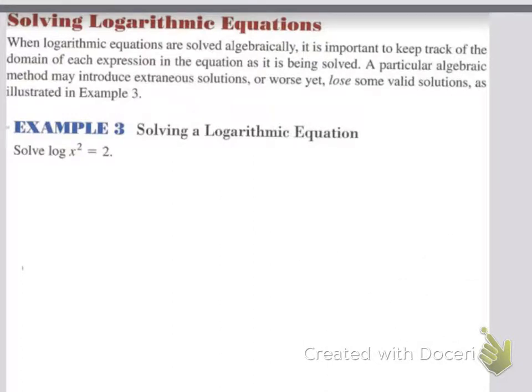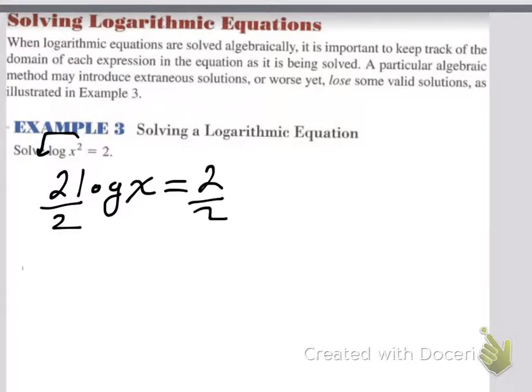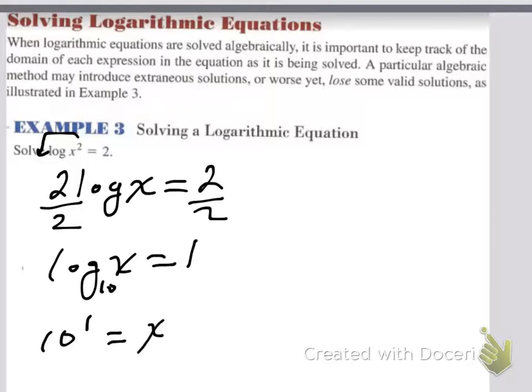So you may be tempted to take this 2 and move it in front of the log. So you'd say 2 times the log. So we're going to move the 2 here. So we have 2 log of x equaling 2. Then you may be tempted to say, okay, divide by 2 here. So we'd have log of x equaling 1. This is really log base 10 of x equaling 1. Alright, and so now 10 raised to the first equals x, so 10 equals x.